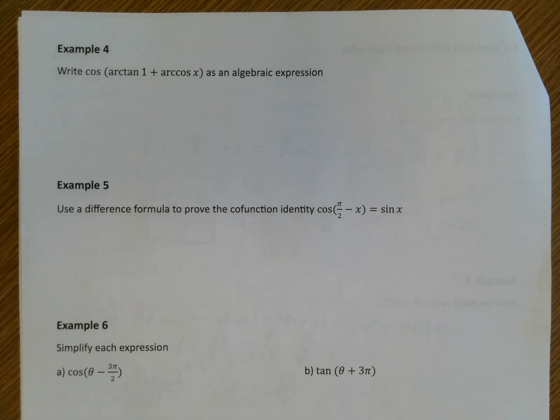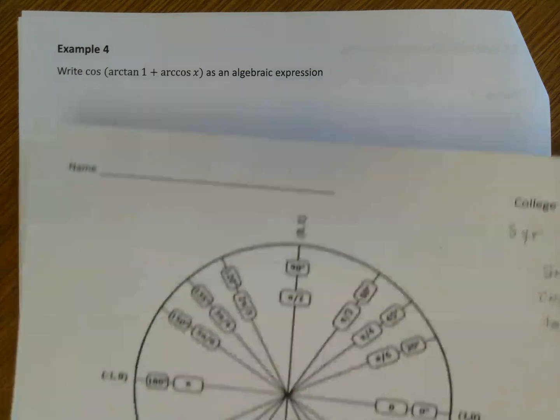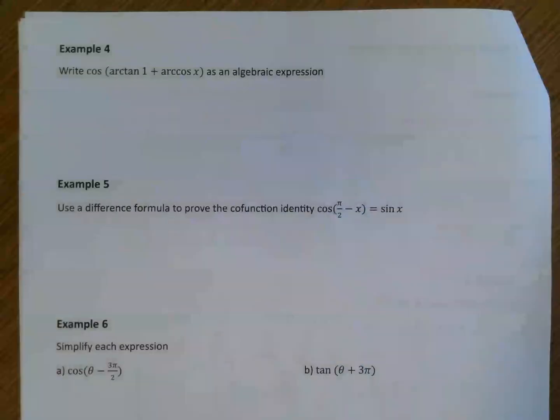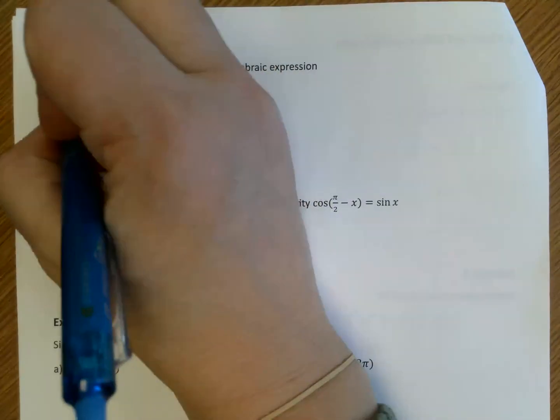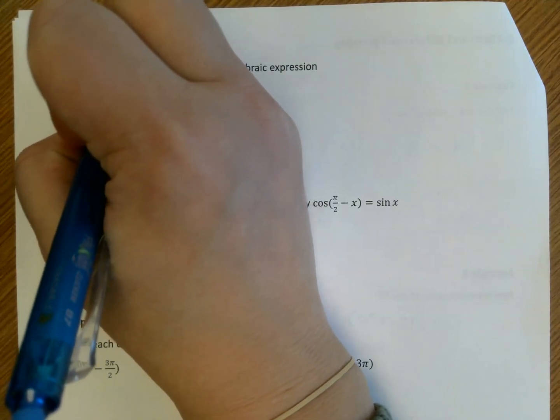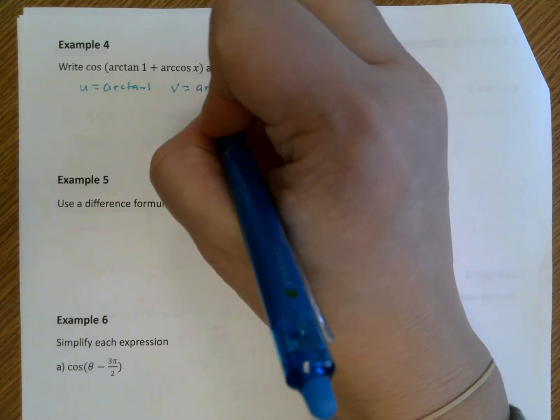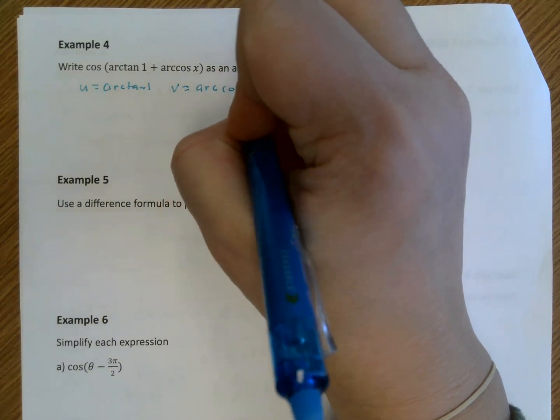So looking at example 4, we have: write this as an algebraic expression. Well, we have our cosine, and they're adding here. So again, cosine and adding. This would be a good spot to label what your u is. So my u here is going to be arctan 1, and my v is going to be arccosine x.